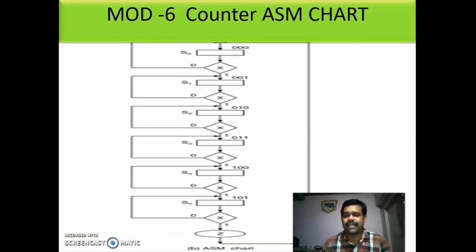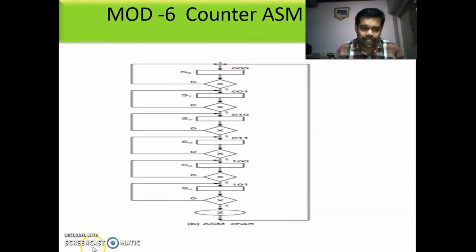Now this is the ASM chart for the mod 6 counter. First you are in state 000. You are checking the input. If it is 1, you are going to the next state 1. If the condition is 0, you are coming to the same state. Similarly for the next one, you are in state 1. If it is 1, you are going to the next state 2. If not, you are coming to the same state.